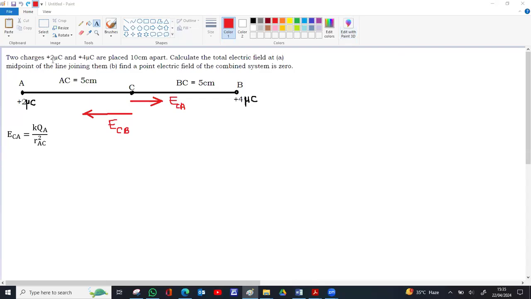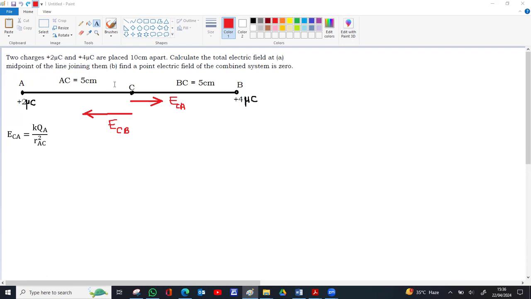There are two charges, 2 microcoulomb and 4 microcoulomb, both positive, placed 10 centimeter apart. So 2 microcoulomb is at A, 4 microcoulomb is placed at B. So AB will be 10 centimeter. Calculate the total electric field at the midpoint of the line joining them.